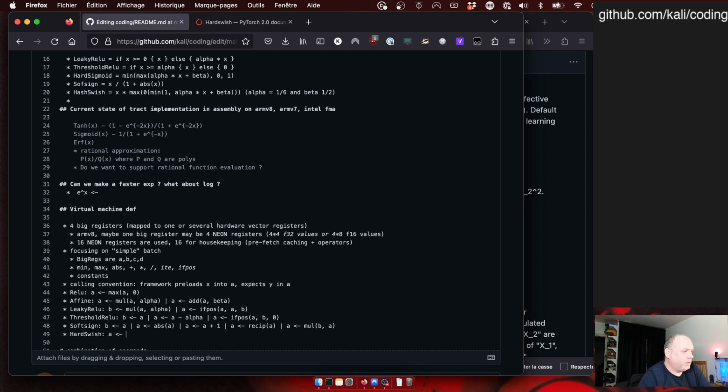So a equals a times alpha, with a mul. Then a is a plus beta. Then we do the mean with 1. So that one actually is a register thing. Max of 0 and, and all of these go to, just like that.